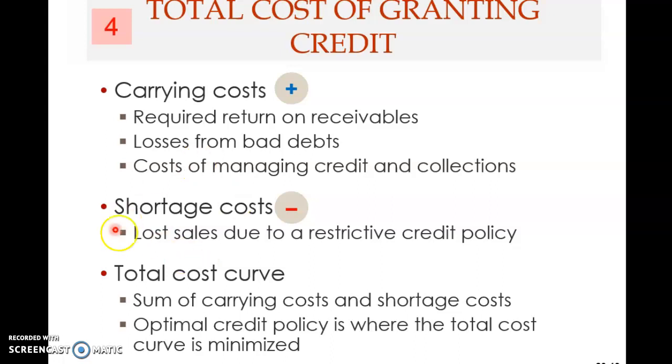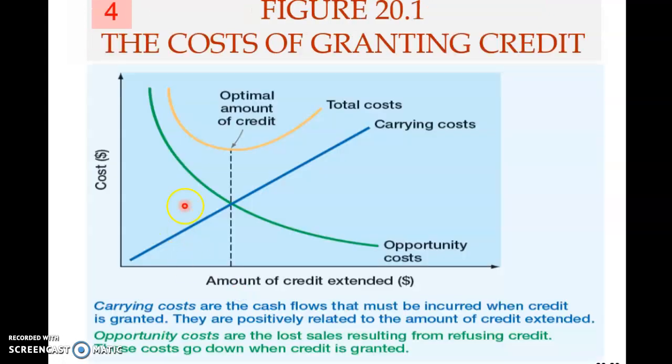So that is to do with shortage cost. Now the total cost of credit, you have to include both carrying cost and shortage cost. This is the sum of carrying as well as shortage cost. So we need to try and be close to the optimal credit policy. We try and strike a balance between the two, where the total cost curve is minimized. The total cost reacts in this way.